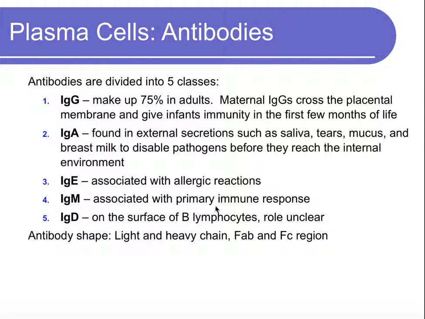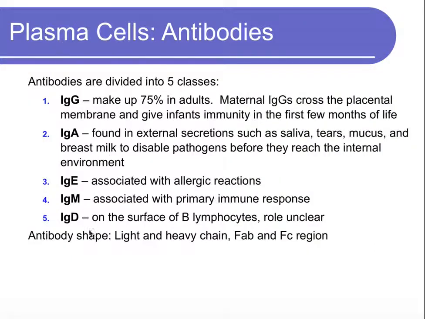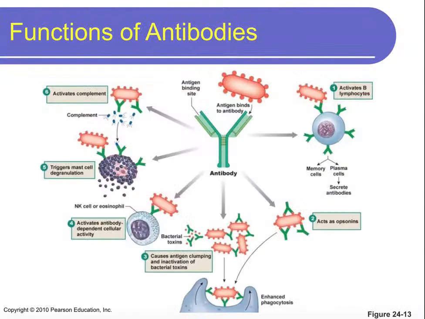IgM is part of our primary immune response. Those are the antibodies that we're going to make first. And then the antibodies we're going to make the most of would be IgGs. So when we have that primary immune response, or even the secondary, and we have this increase in antibody concentration, we make our IgMs first, and then we make our IgGs and we make the most of those. IgD is found on the surface of our B lymphocytes. Other roles are unclear, but that's good enough.